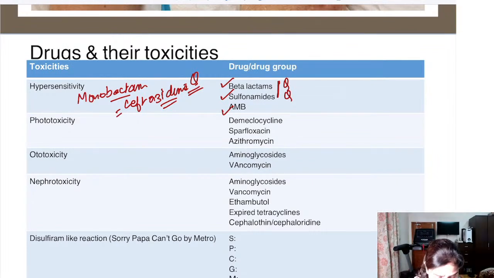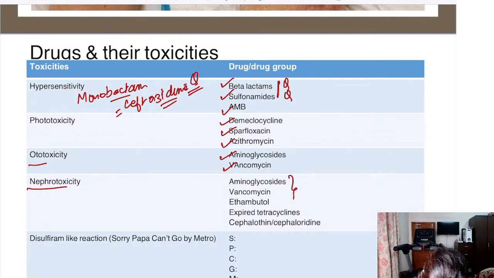Next you have phototoxicity, right? Common with demeclocycline, sparfloxacin, azithromycin. Okay, demeclocycline, sparfloxacin and azithromycin, right? So these are the three important drugs. Ototoxicity, aminoglycosides, vancomycin. Already discussed before. Nephrotoxicity. Now, aminoglycosides, vancomycin or ethambutol.